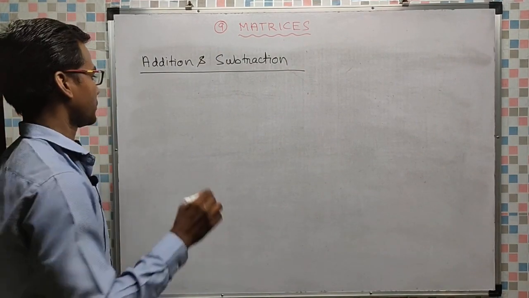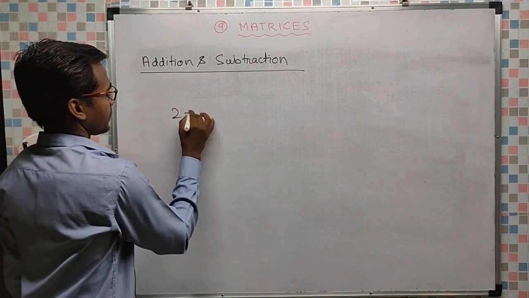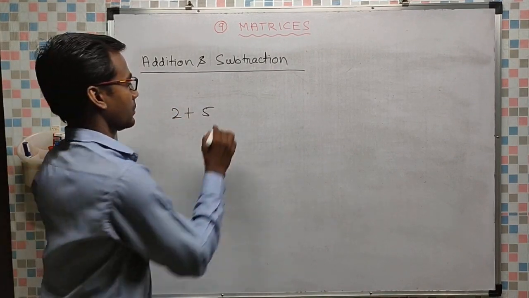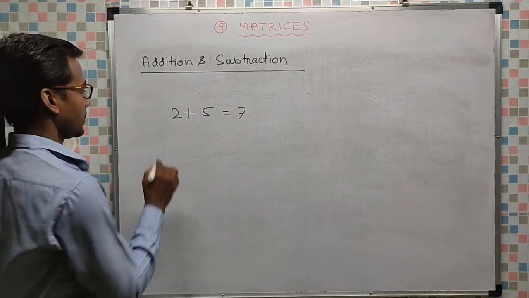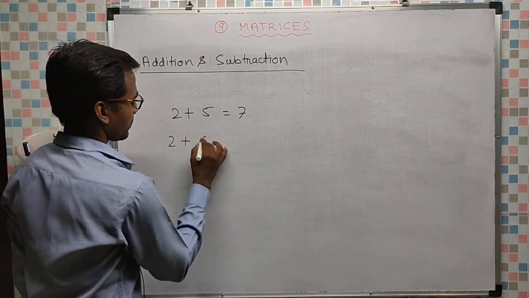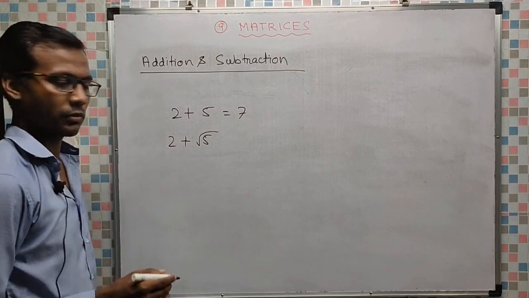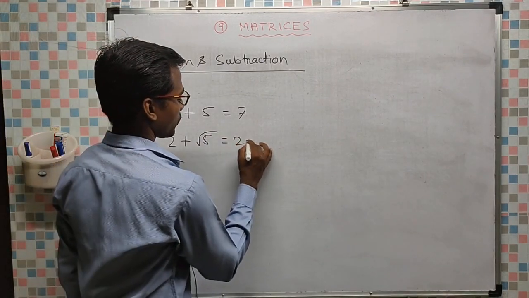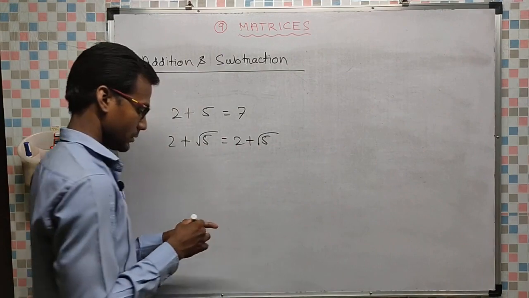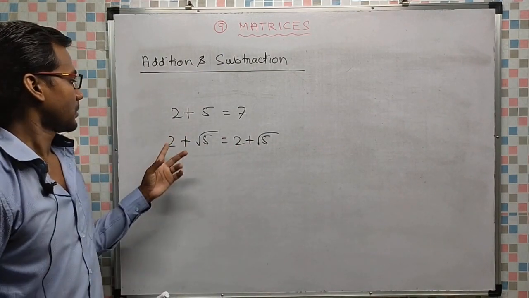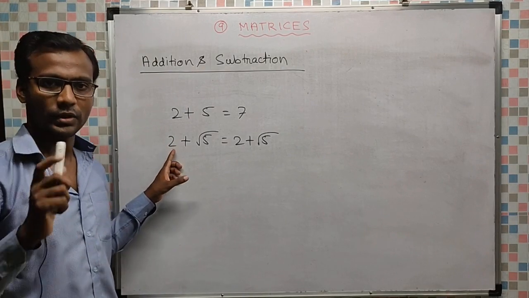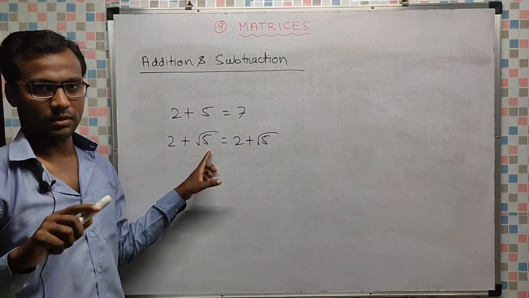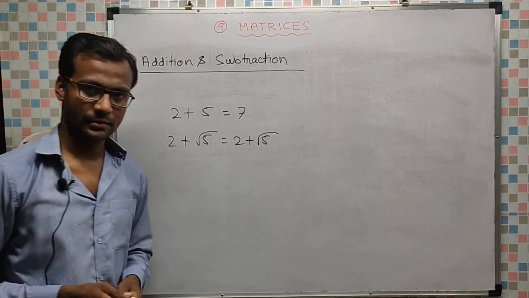In the number system, 2 can be added to 5, which gives you 7. But 2 cannot be added to root 5. Its answer will be the same, 2 plus root 5 only. Why can we not add 2 and root 5? Because 2 is a rational number, root 5 is an irrational number, and so we cannot add.